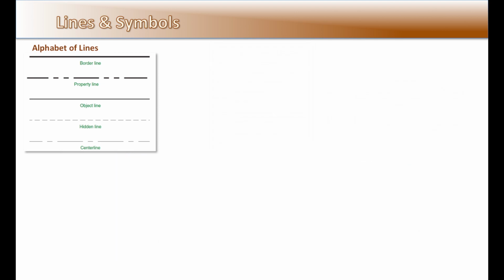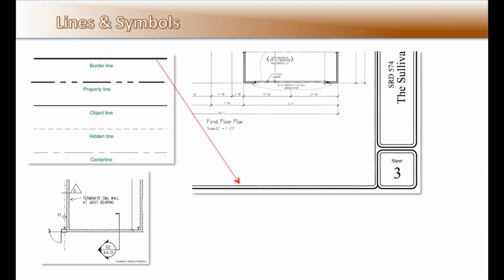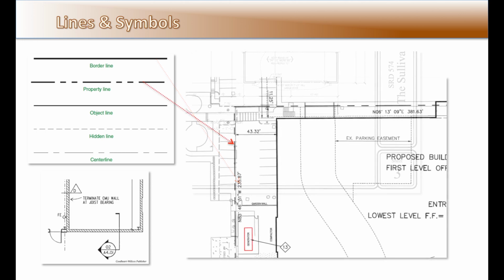The different types of lines used on prints make up a system known as the alphabet of lines. Each type of line conveys a specific meaning. The example shown illustrates some of the common lines. A border line serves as the drawing border and is located on the edge of the sheet. A property line represents the extent of the building plot or piece of property. In this example, the property line is located at the edge of the parking garage.